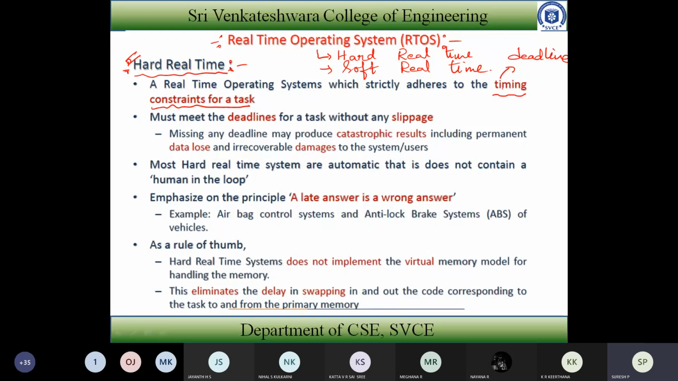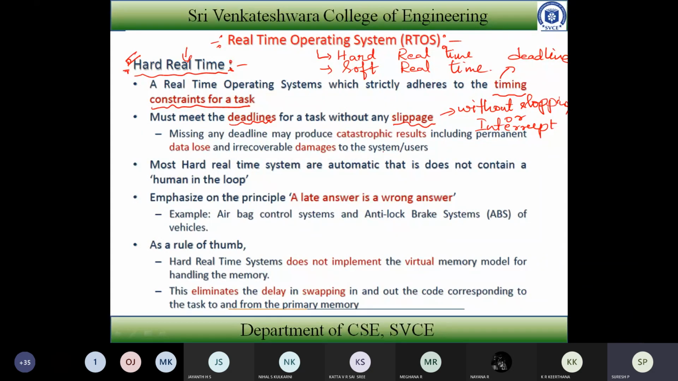Now, when you discuss the hard real-time operating system, it must meet the deadlines. It must meet the deadline for a task without any slippage. Without slippage means without stopping or interrupting. That particular task has to complete its execution within the given period of time. Now, if it is not able to meet the deadline, what will happen is the next question. If we are missing the deadline, it may produce catastrophic results.